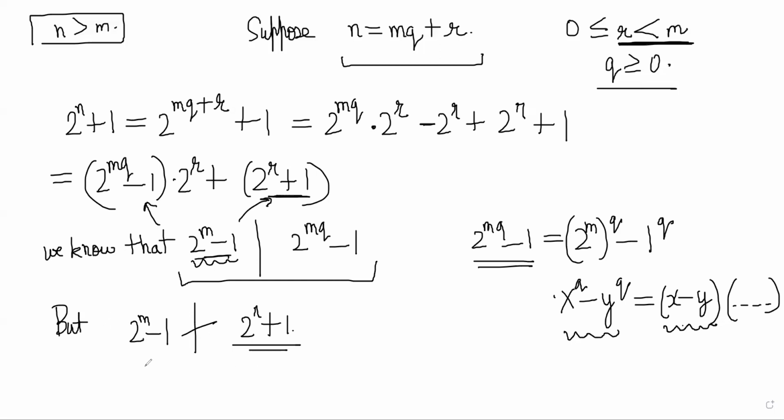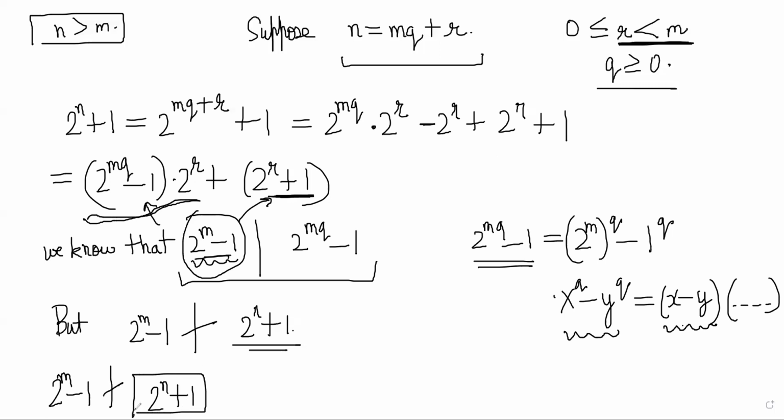So therefore, we have seen that even though 2 power m minus 1 divides the first half of this, it doesn't divide the second half. So therefore, overall, 2 power m minus 1 cannot divide 2 power n plus 1, right? Which is what we wanted to show. Let's move on to the next question.